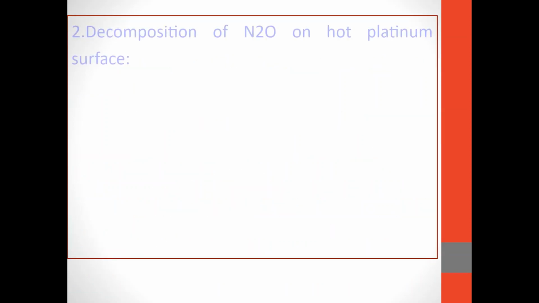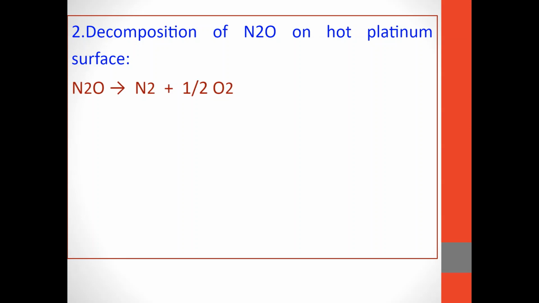Second example, decomposition of N2O on a hot platinum surface. N2O gives N2 plus one half O2. The rate is given by the formula, the concentration of N2O to the power zero is equal to K.